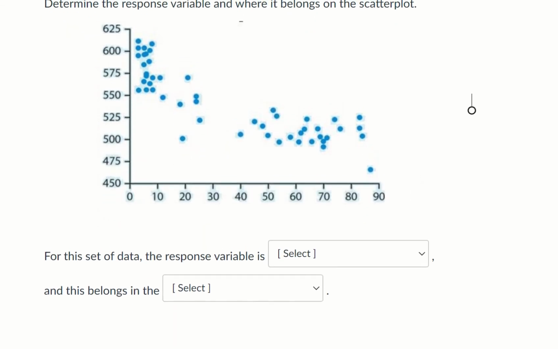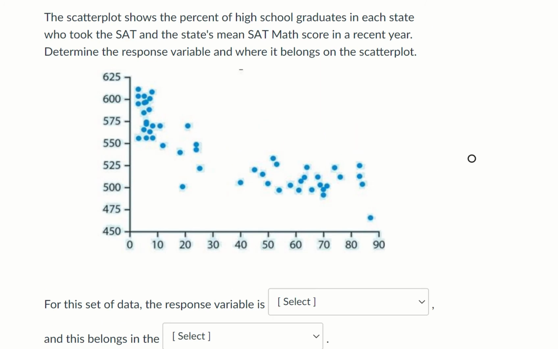So in this case, remember, the explanatory variable is the variable that helps explain or predict the other variable, right? And the response variable is the variable that is the outcome. So basically, it responds to the change in the explanatory. So which one helps predict the other one?